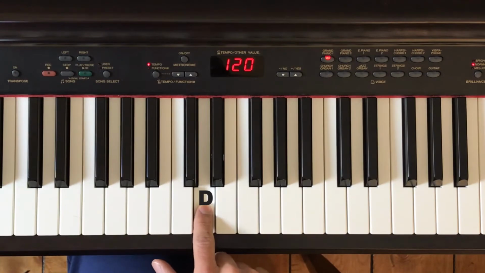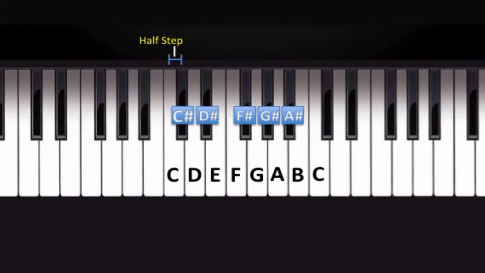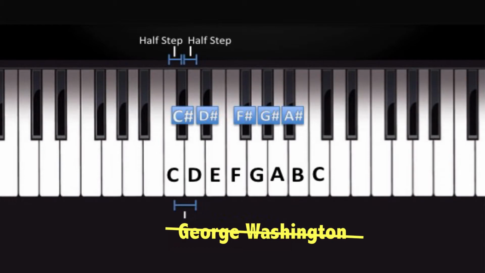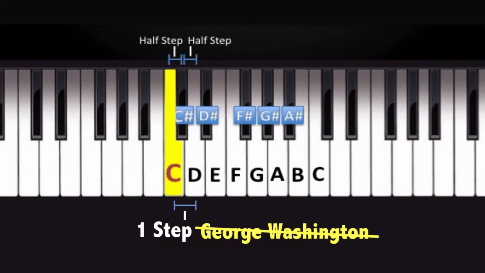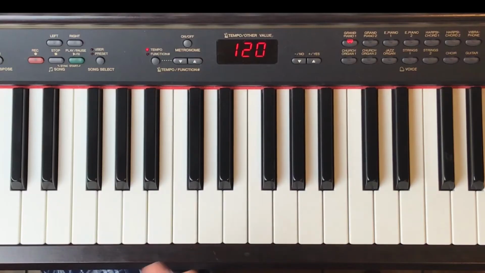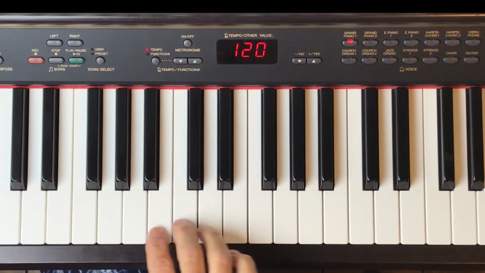Here's a question for you. How many steps do you think it is from C right to D? 1/2 step from C to C sharp, 1/2 step from C sharp to D. So how many steps from C to D? If you said George Washington, I'm sorry, you're wrong. But if you said one step, that's correct. One step from C to D. One step or one whole step. Exactly right. Okay. Now for some of you this might sound a bit confusing, and for good reason.